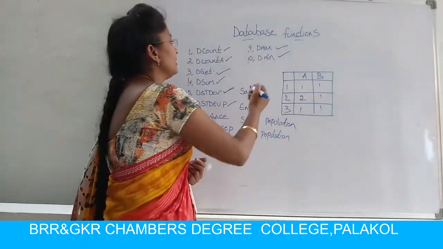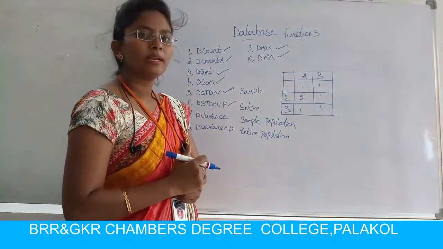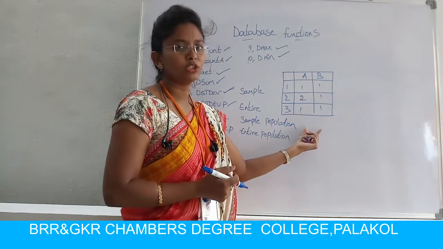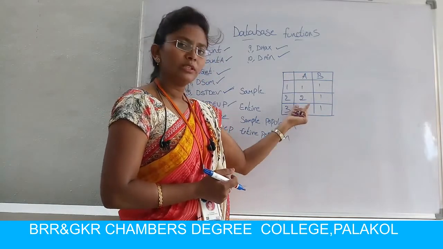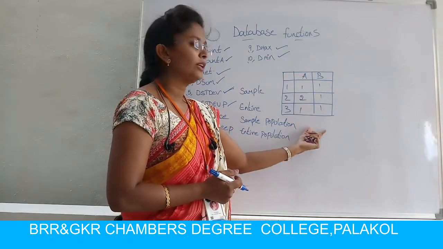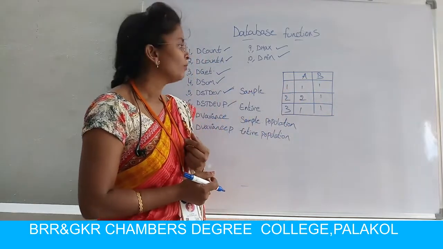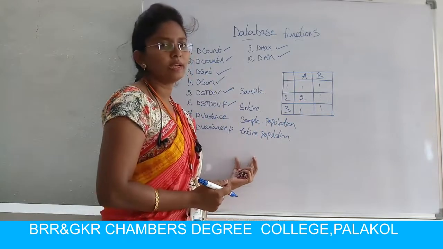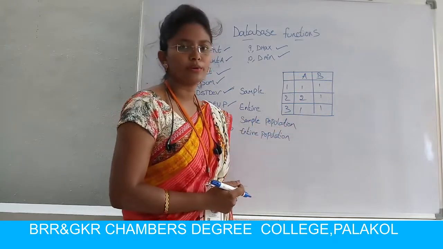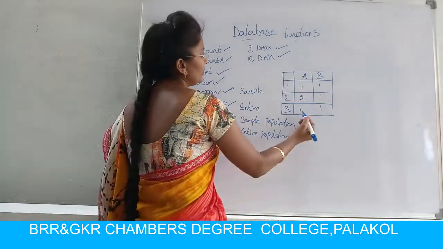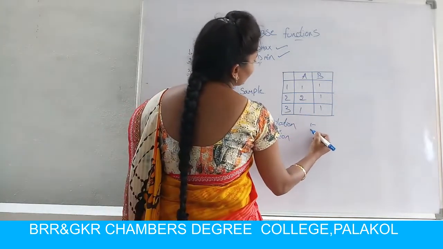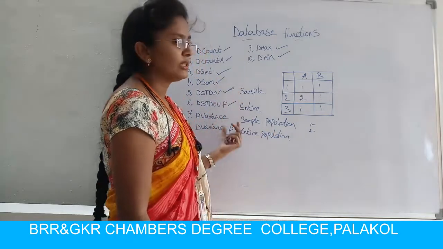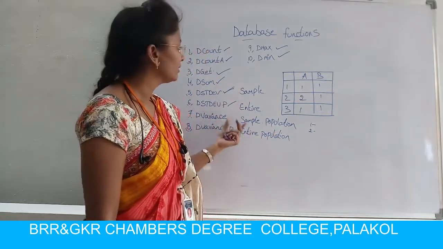And the next one is minimum value. That is the database minimum value. It will check the entire worksheet. Whatever data you entered in the Excel sheet, it will check and display the minimum value. By using this minimum value, you can check whether it is correct or wrong. Here the minimum value is 1 and the maximum is 2. And these are the database functions available in the Excel sheet.